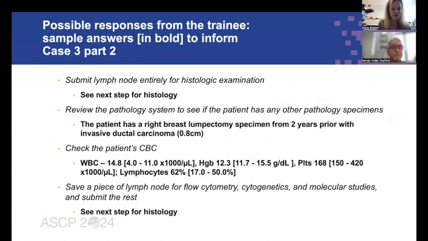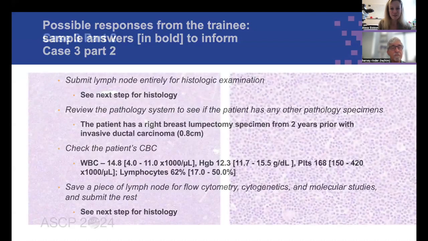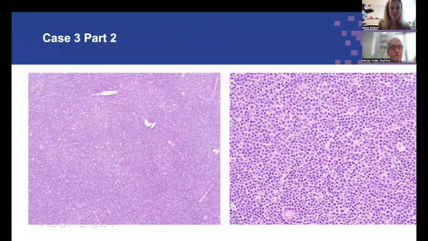If the resident chooses to review the patient's CBC, they might learn that the patient has a mild leukocytosis of about 14.8 with normal hemoglobin and normal platelets. On the differential, we might learn that the lymphocyte count is elevated at 62% of the diff. And same idea, if the resident had saved a piece of lymph node for ancillary studies, then we'll skip ahead and see the histology in the next part of the CBE.